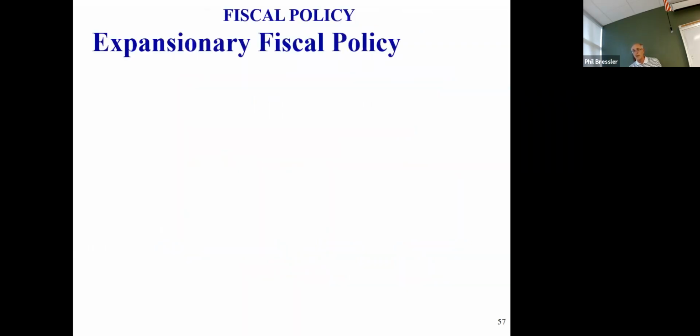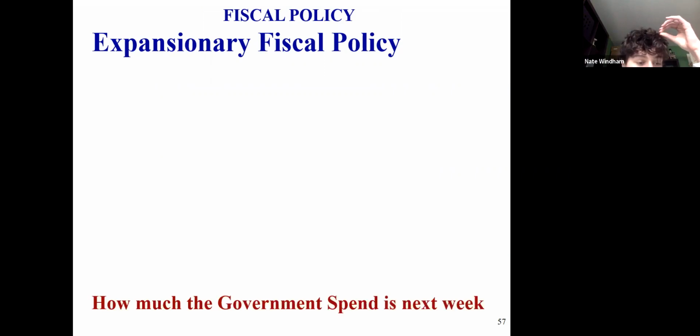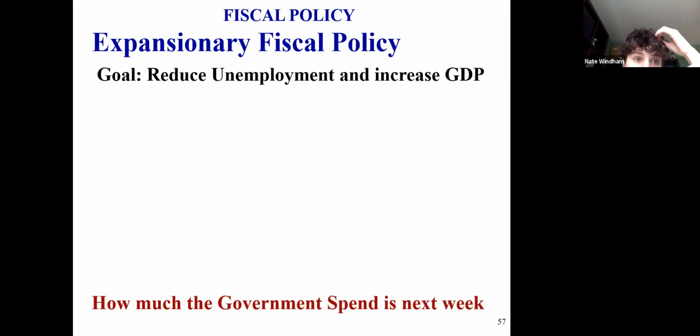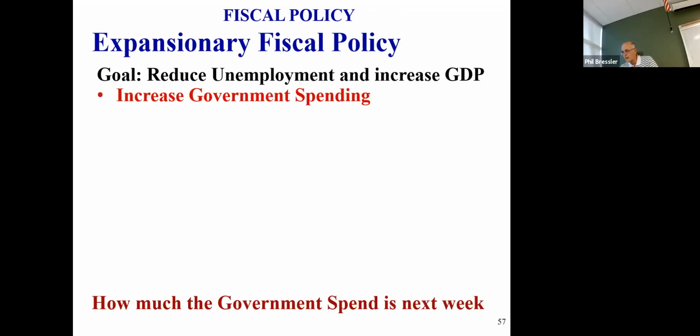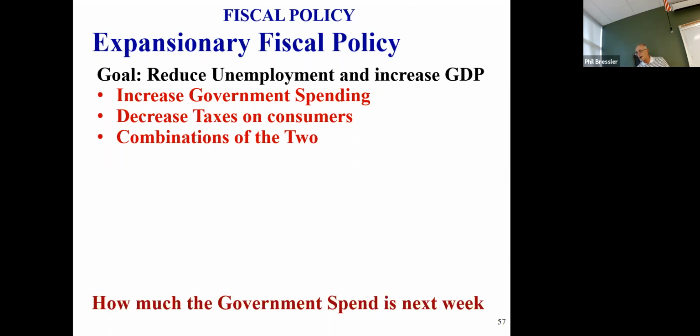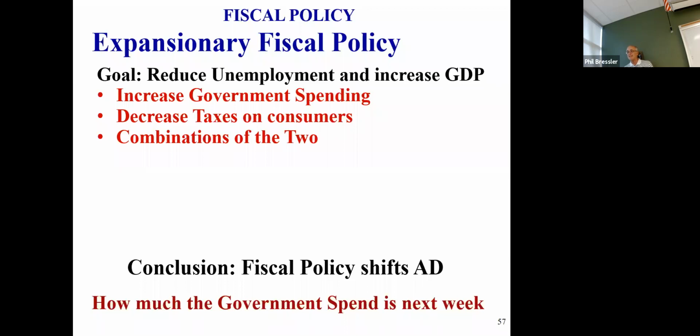All right. So expansionary. Nate, how do I expand the economy with fiscal policy? You can either lower the tax rate for businesses to increase investment, or you can increase government spending. Okay, great. So I want to reduce unemployment, increase GDP, I increase government spending, decrease taxes, or both, as Nate did. And that's going to shift AD to the right.